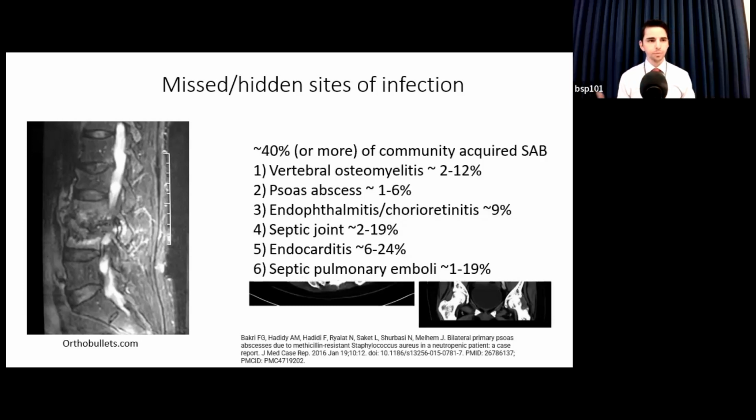I mentioned before that 40% of patients with community-acquired Staph aureus bacteremia will present with a metastatic infection already in place, and these are what they are: 2 to 12% vertebral osteomyelitis, up to almost 10%, mostly chorioretinitis, 6 to 24% for endocarditis, but that true number is probably around 10 to 12%, and then pulmonary emboli. And so many of these sites are going to require either prolonged treatment or debridement. They're going to change your management.